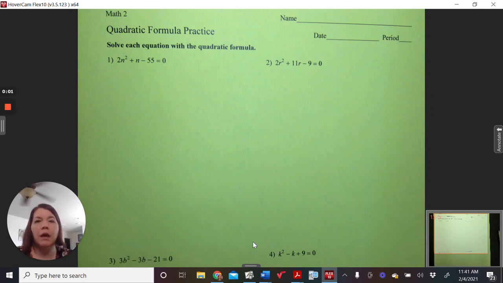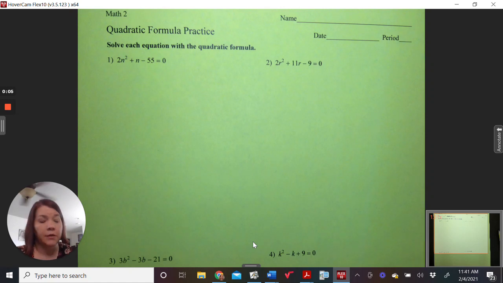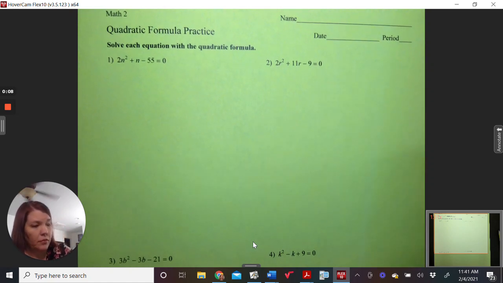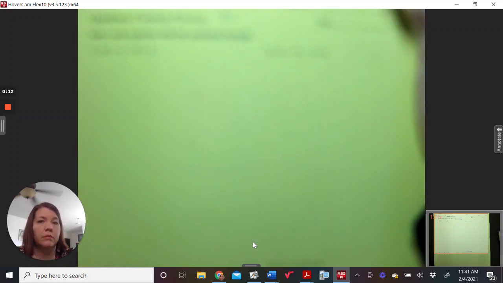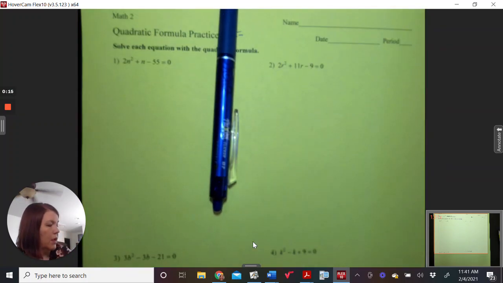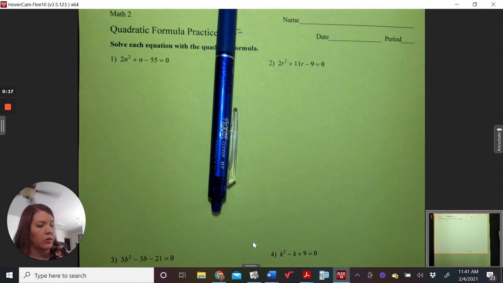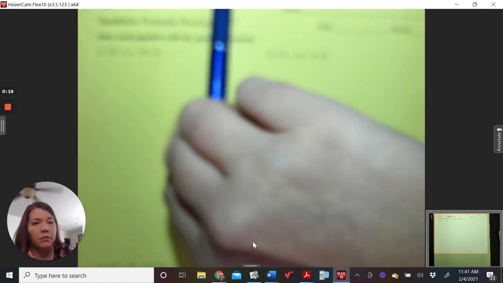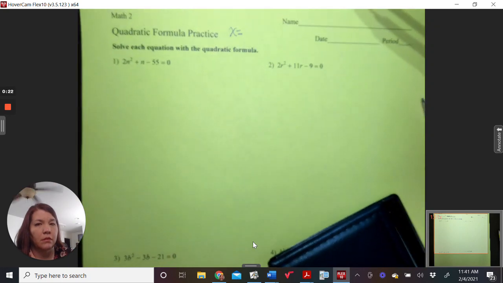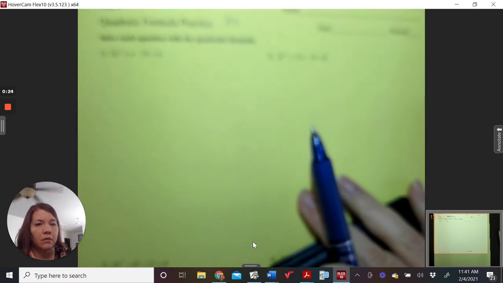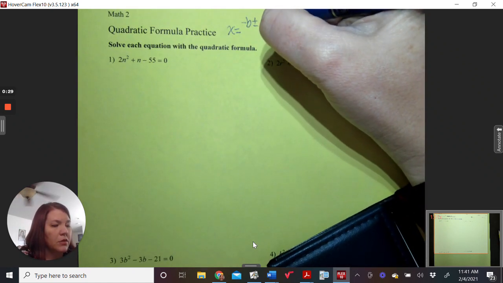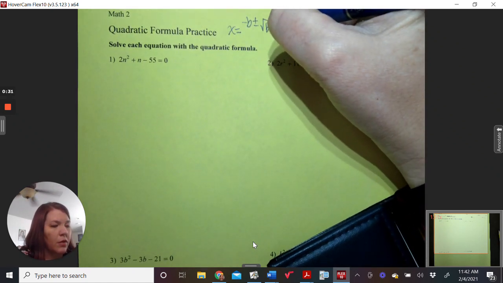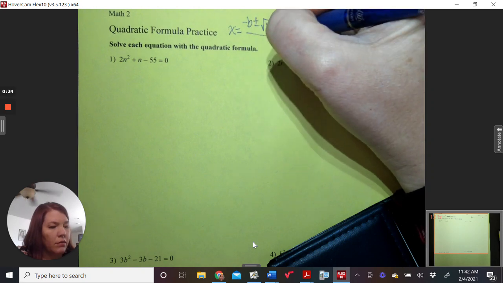Everybody. We're going to be talking a little bit more about the quadratic formula and how to practice, and just doing some practice here. So the quadratic formula, so we all remember it, is x equals negative b plus or minus the square root of b squared minus 4ac all over 2a.